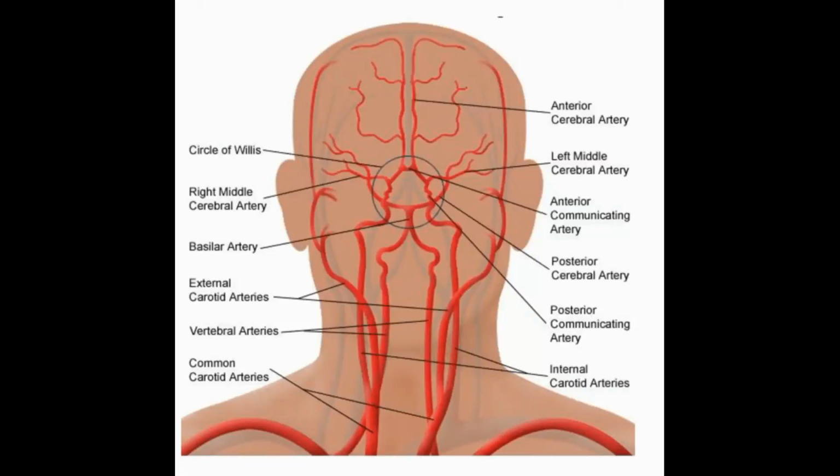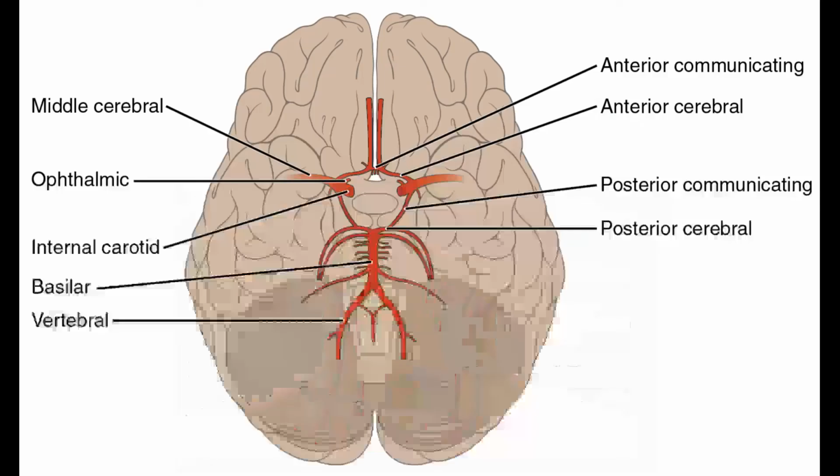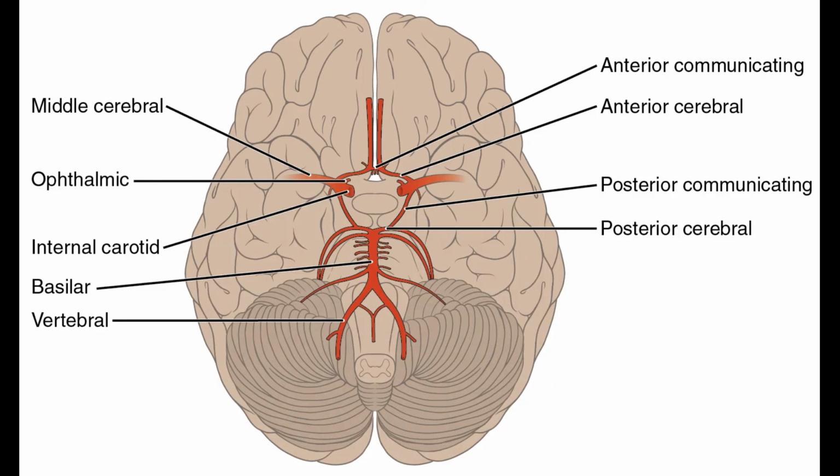For the blood supply, you have the internal carotid arteries anteriorly and the paired vertebral arteries posteriorly. They communicate through the circle of Willis. The paired vertebral arteries join to form the basilar artery. Here you can see the arteries contributing to the circle. You have the middle cerebral, the anterior communicating, the anterior cerebral, the posterior communicating and the posterior cerebral.